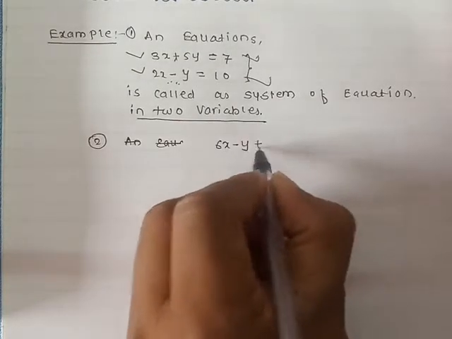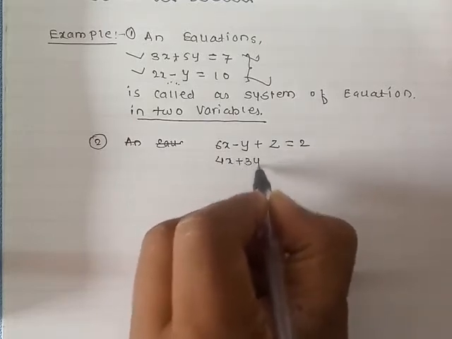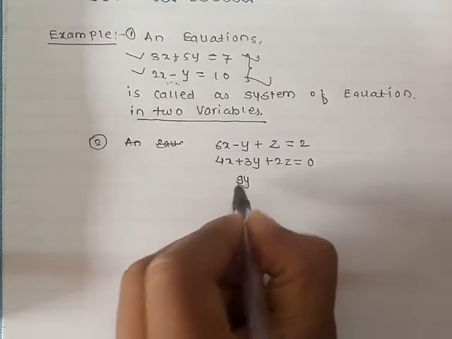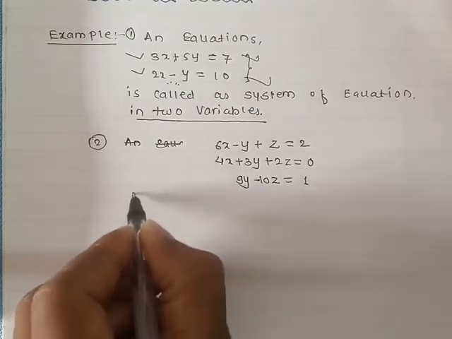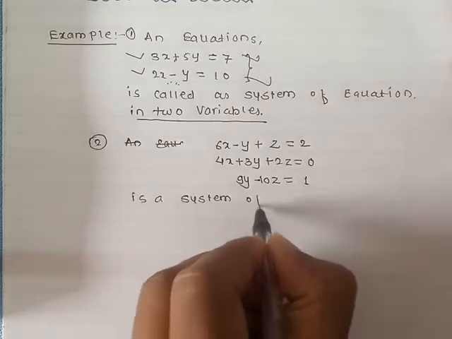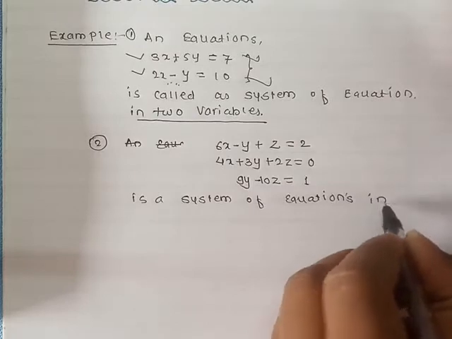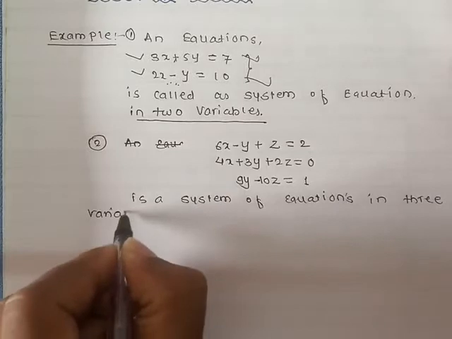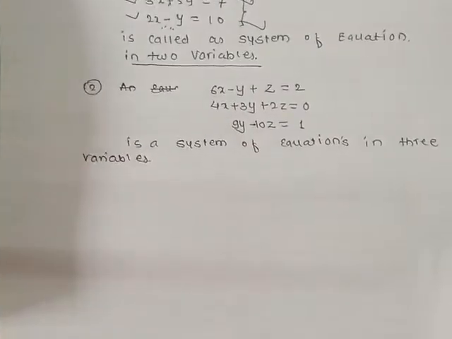6x minus y plus z is equal to 2, 4x plus 3y plus 2z is equal to 0, 9y minus 10z is equal to 1 is a system of equations in how many variables? In 3 variables. It is also a system of equations in 3 variables.